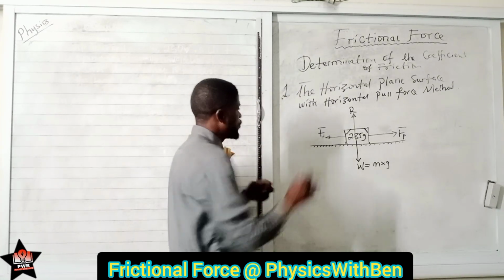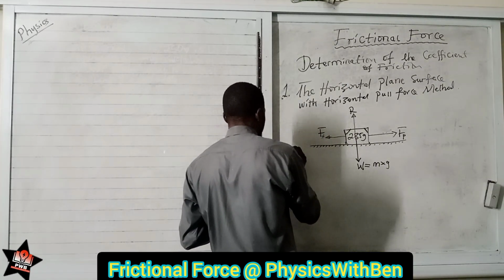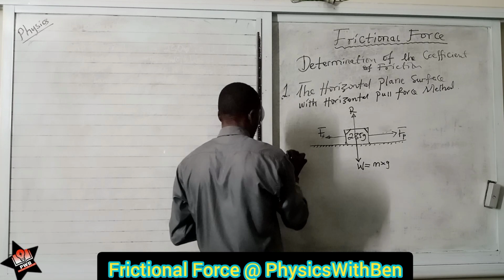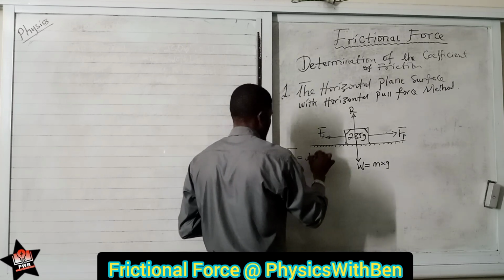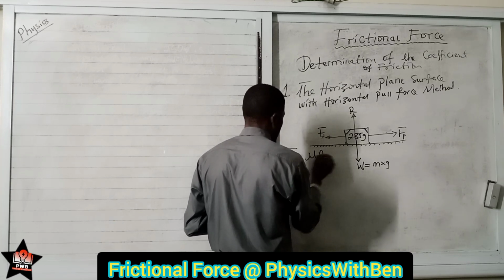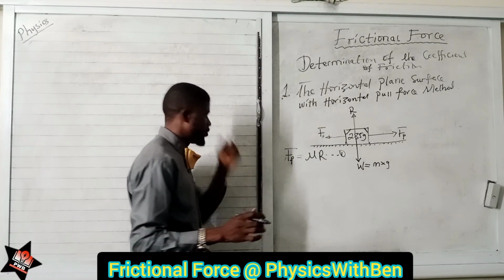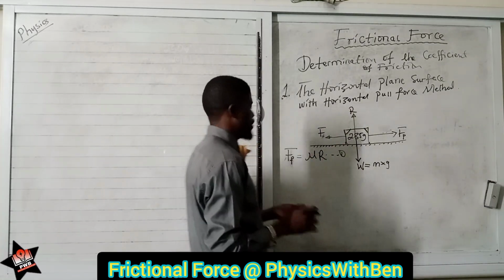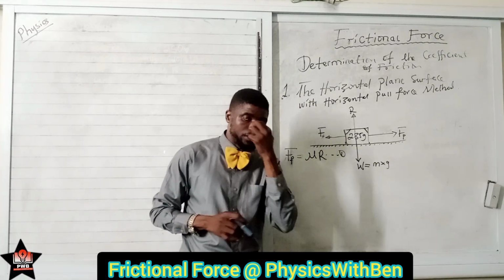So first off, we write the first equation for friction. Our frictional force is given to be mu times normal reaction. We know this as our equation number 1. Right? Good. Now from this geometry, there's something I want us to understand.